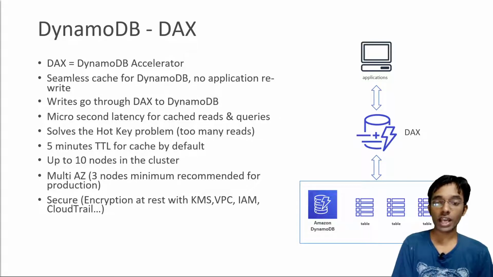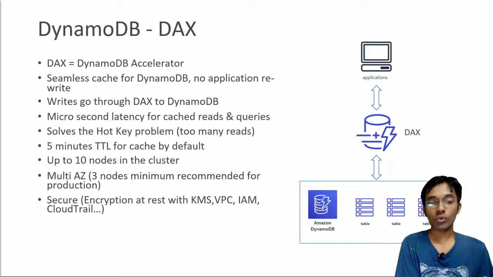So if there is a specific row in DynamoDB that is being read too many times because it is very popular, then you are going to get a throttling issue in DynamoDB. In which case, creating a DAX cluster in front of DynamoDB is going to solve that problem for you by caching that row and making sure it doesn't even reach DynamoDB. By default, your data is going to be cached for 5 minutes in your DAX, and that is the TTL. Then the data will have to be refreshed from DynamoDB.